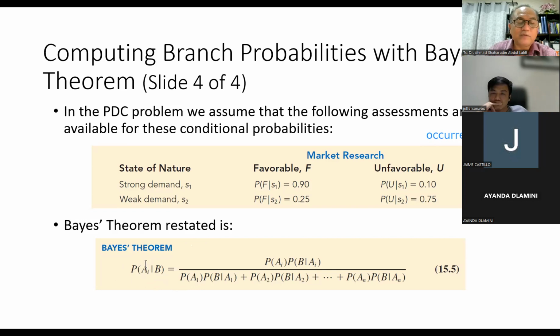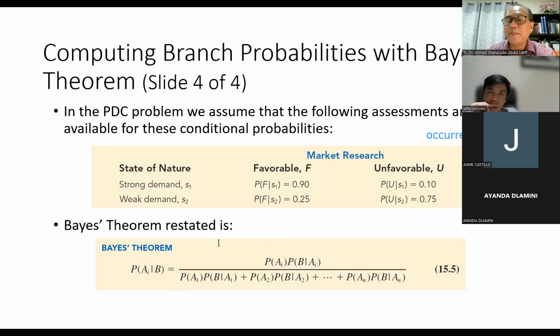What is the chance of A happening if B has happened? Conditional. A happening if B has happened. So the formula is here. The probability of A happening, the probability of B happening, and A happening. This is the inverse of this, actually.